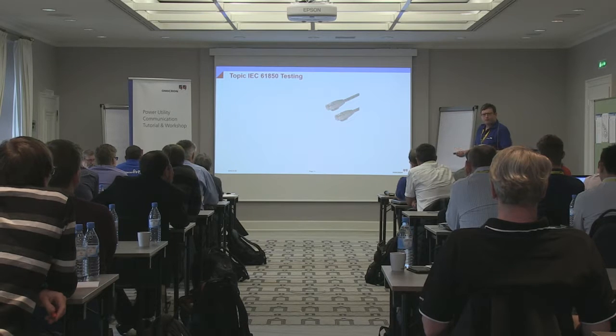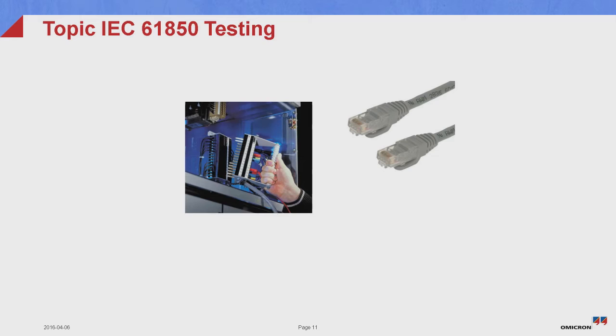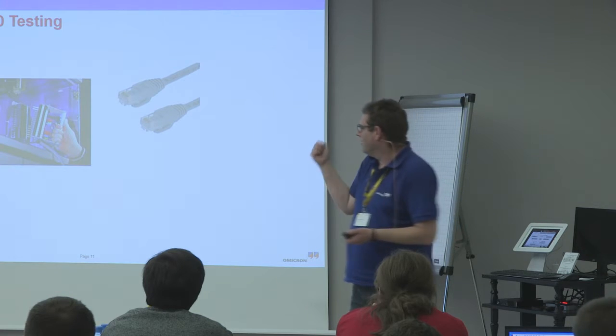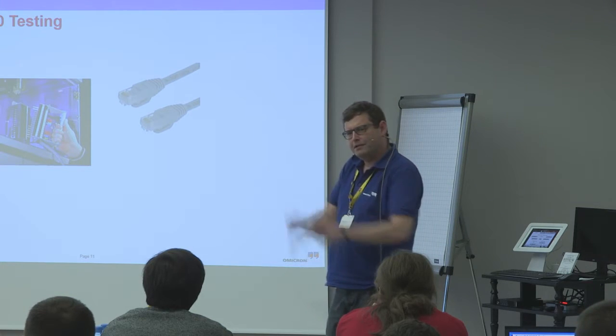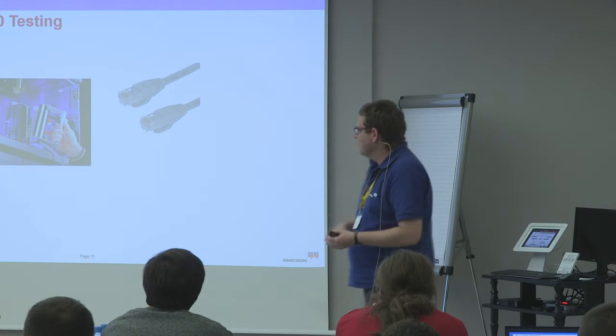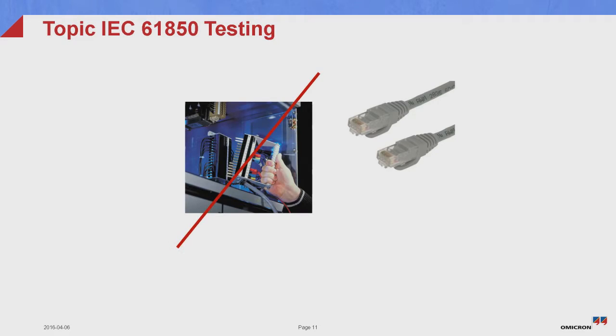So, IEC 61850 testing. People know, okay, this is a network standard, so there are some Ethernet cables. I want to do protection testing, so it is not as easy as I did it in the past, if I don't want to use a binary trip signal, or if I want to inject the analog values. I cannot simply work with test plugs. This is something that worked very well in the past.